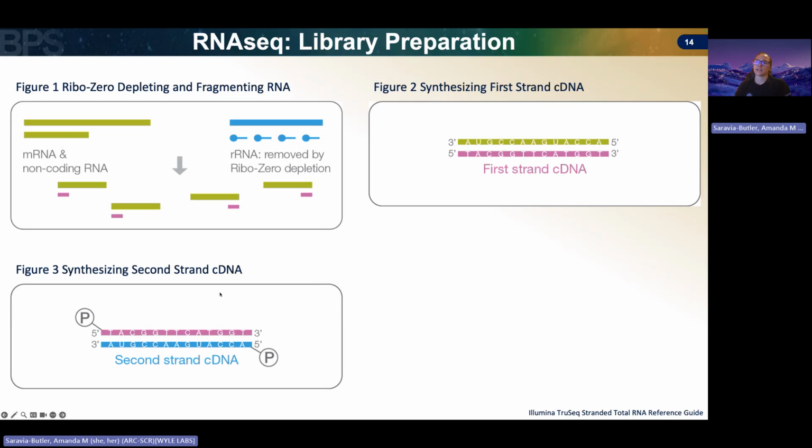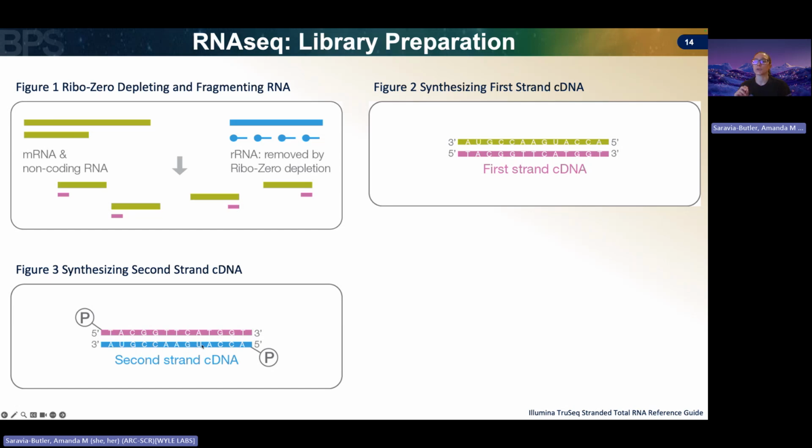Next step here is synthesizing our second strand of our cDNA. So now using this first strand that we created in this step here, we're going to use that as a template now to make a copy of it, our second strand of cDNA. However, importantly here, we are incorporating, instead of thymines, uracils into the second strand.